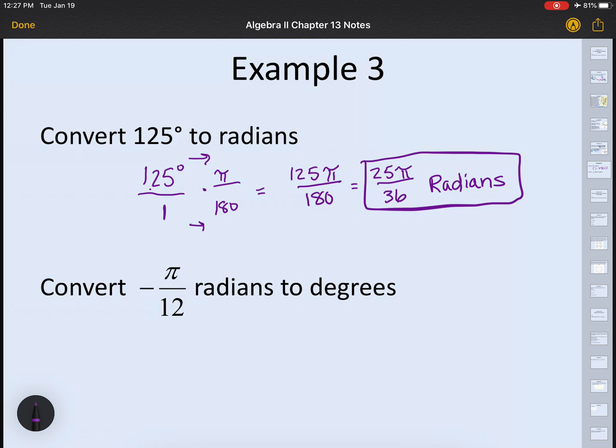But say in the other one we want to convert negative pi over 12 radians to degrees. Well, we're going to do the same thing, negative pi over 12. But in order to get it to degrees, we need to multiply by 180 over pi. Okay, so again, multiply straight across. So I got negative 180 pi over 12 pi.